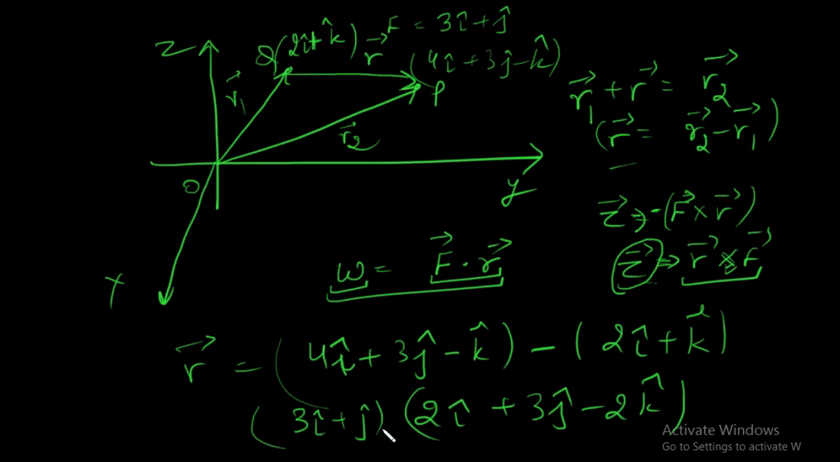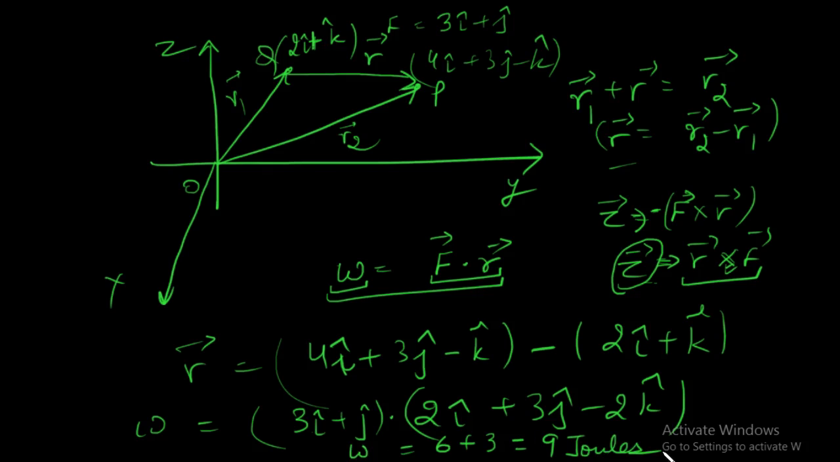j dot. Now this is work done. Alright, so what would this amount to? You see, i dot i would be 1, so 3 into 2 would be equal to 6. i dot j is 0, i dot k is 0, j dot i is 0, j dot j is 1, so 6 plus 3, right? And j dot k is 0, so W will be equal to 9 joules.